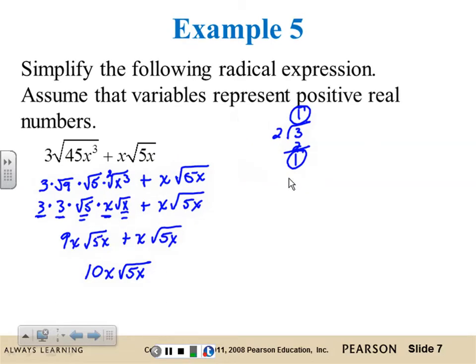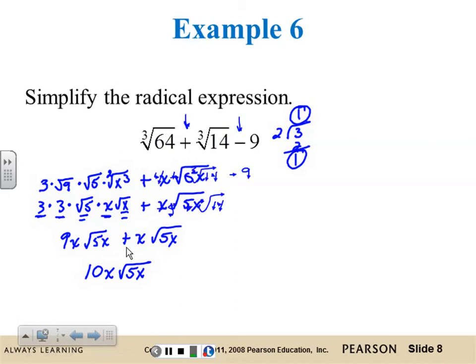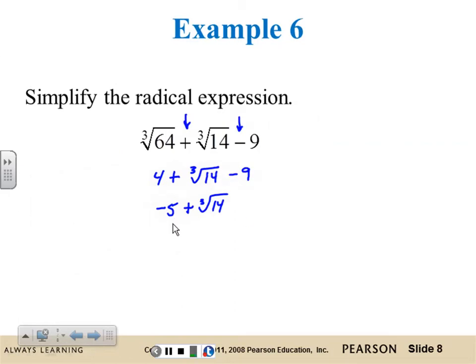So again, notice here, I'm multiplying all of these, but I'm adding when I get down here. So don't lose your sign. It's very important. And then here, the cube root of 64 is 4. I can't do the cube root of 14, and then I just have 9. So I'm combining 4 and negative 9 to get negative 5, but I am adding here a cube root of 14. So be careful that you do not have 5 cube roots of 14, which is what some people will typically write.